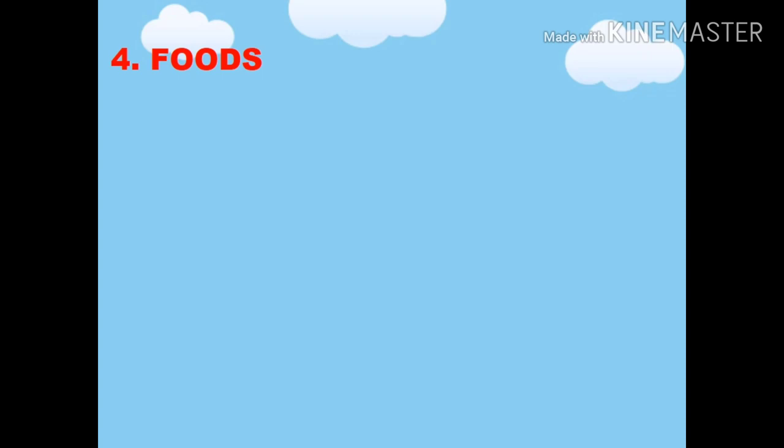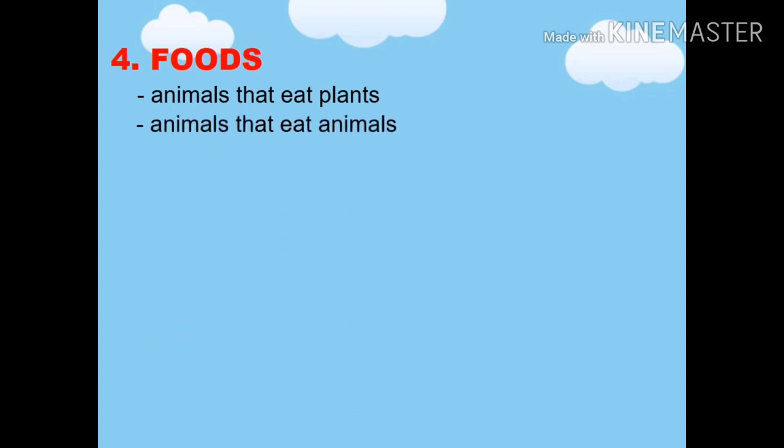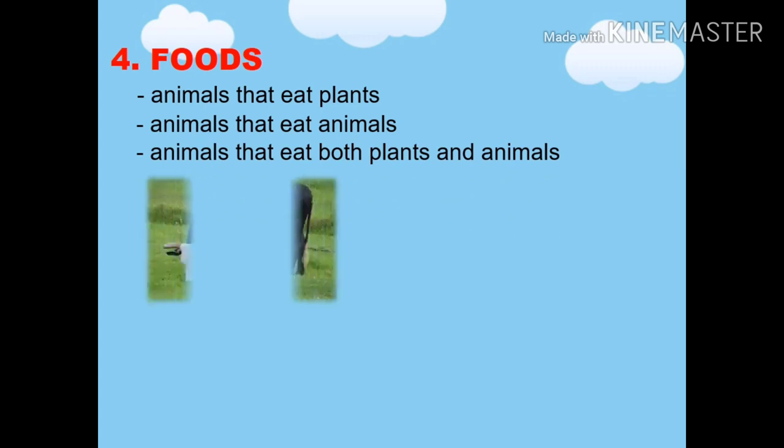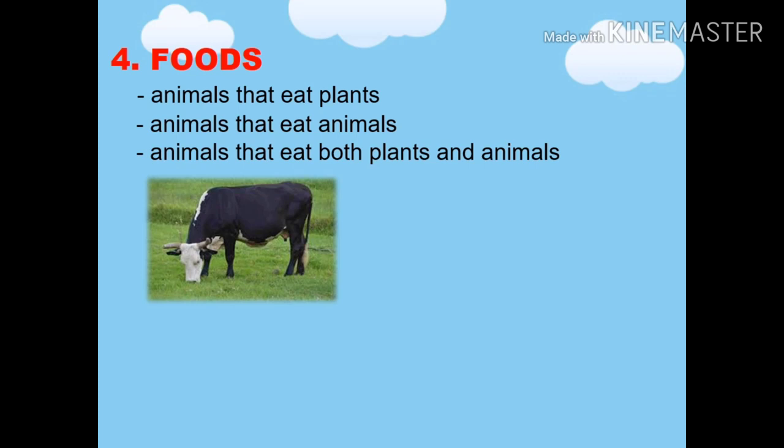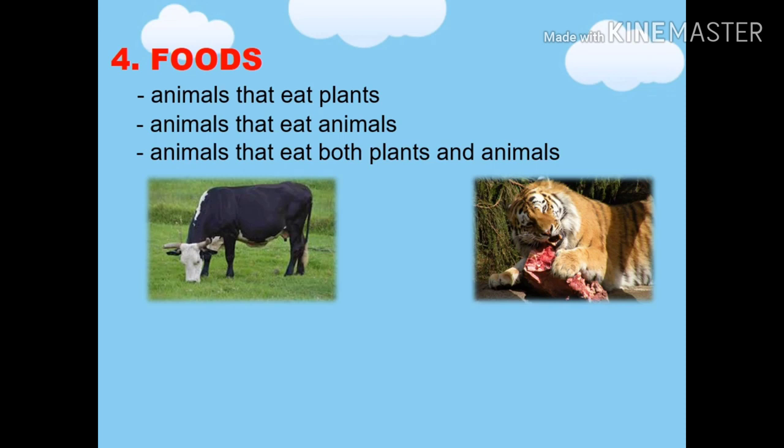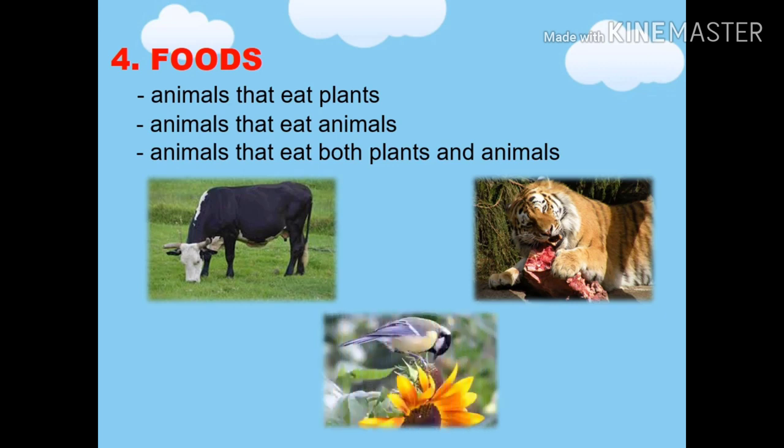Number 4. Food. It refers to what animals eat. We have animals that eat plants, animals that eat animals, and we also have animals that eat both plants and animals. For animals that eat plants, we have cows, bulls, and buffaloes. For animals that eat animals, we have an example here, a tiger. We also have snakes and frogs. They used to eat animals also. We have animals that eat both plants and animals, a bird. We also have pigs and bears. They also eat both plants and animals.